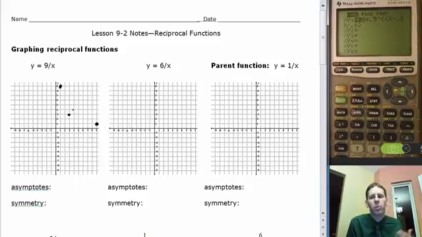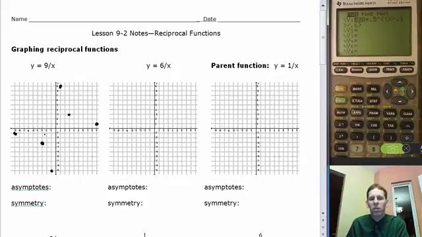Sometimes what you forget about, though, is plugging in negative numbers, and I think you could do some of this mental math with negative numbers as well. If you plug in negative 1 for x, 9 over negative 1 is negative 9, so there would be a point at negative 1, negative 9. If you plugged in negative 3 for x, 9 over negative 3 is negative 3, so negative 3, negative 3 is a point. And if you plugged in negative 9 for x, 9 over negative 9 is negative 1, and this would give you this point. And you're probably thinking, what kind of graph is this?